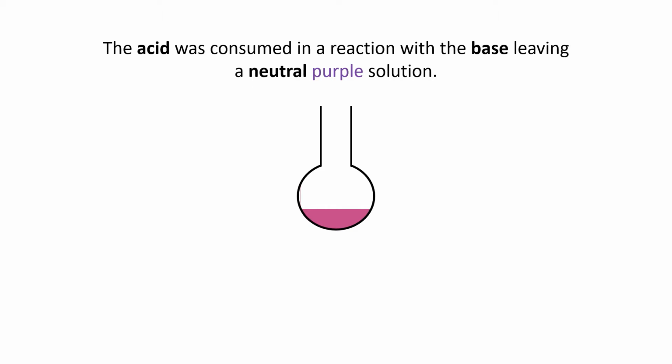So we saw that the acid was consumed in the reaction. That pinky purpley colour started to go as we added base, and we got a neutral purple solution. You can see that, just a little animation here. So the colour changed a little bit, and that is a neutralisation reaction. It's when an acid reacts with a base, or a base reacts with an acid, to give a neutral solution.